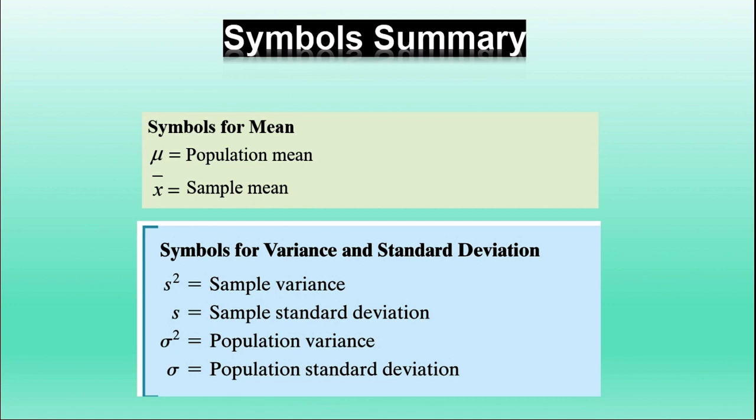Now, I'll give you a simple summary. Mu is the population mean. X bar is the sample mean. S squared denotes the sample variance, and S denotes the sample standard deviation. Sigma squared denotes the population variance, and sigma denotes the population standard deviation.